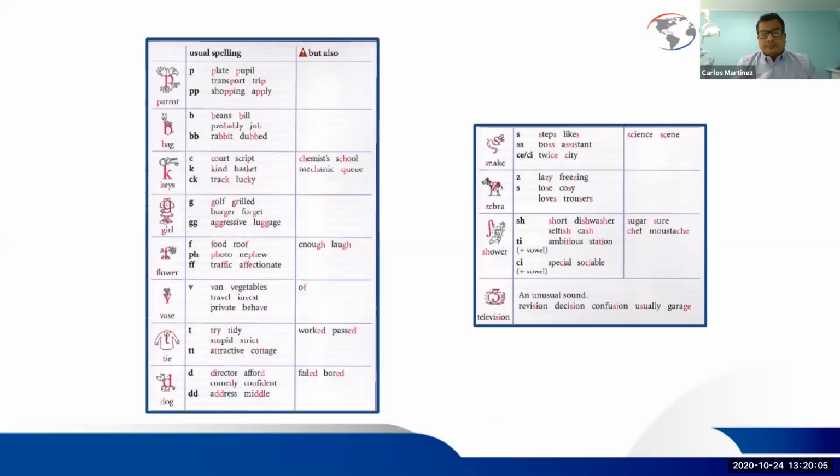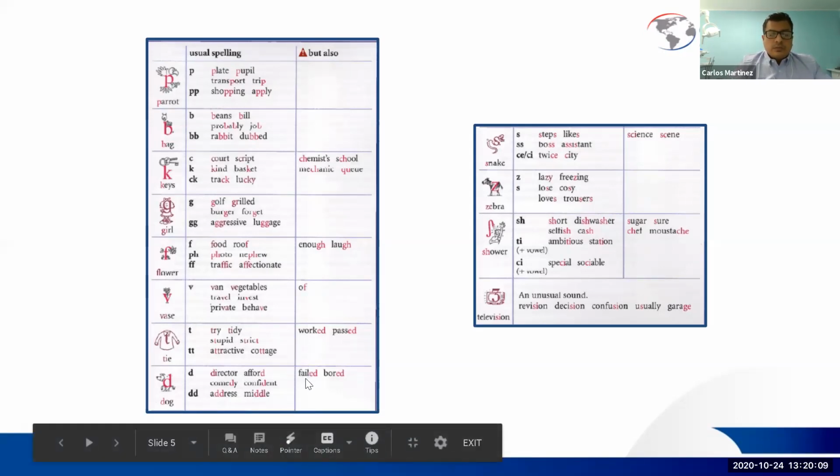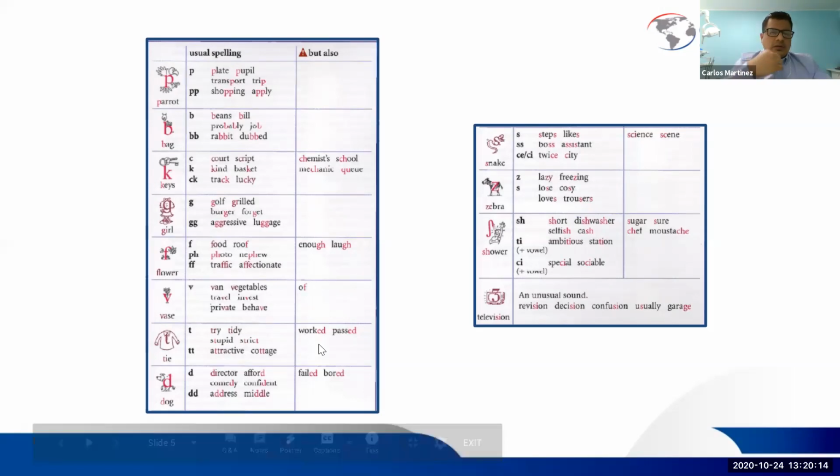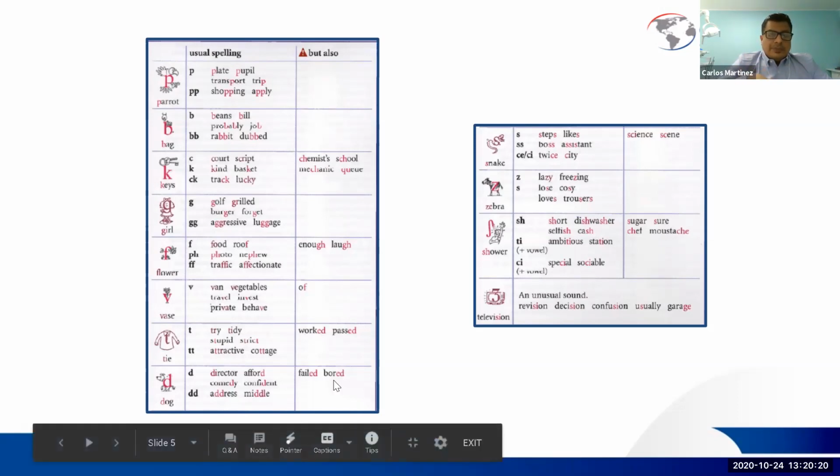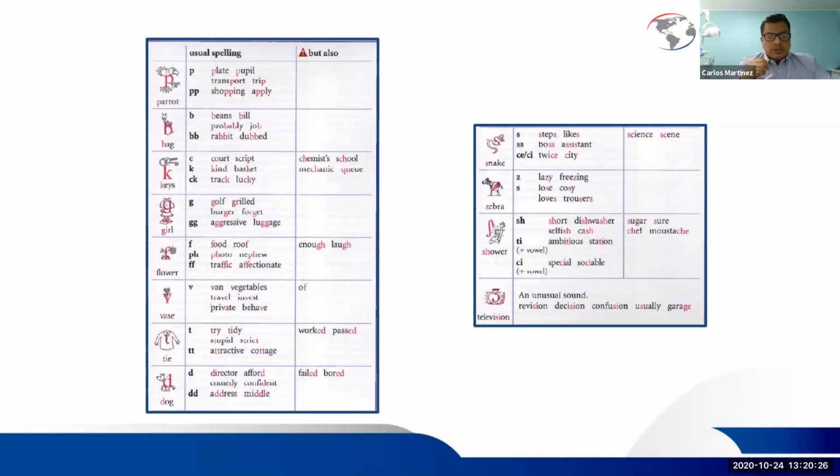Notice the difference. If I use this word with a T sound, I'm going to say "failed." No, it's "failed." Okay, the same with the word "bored." I don't say "bored," no, I say "bored." Okay, I'm producing the sound of the phoneme D.